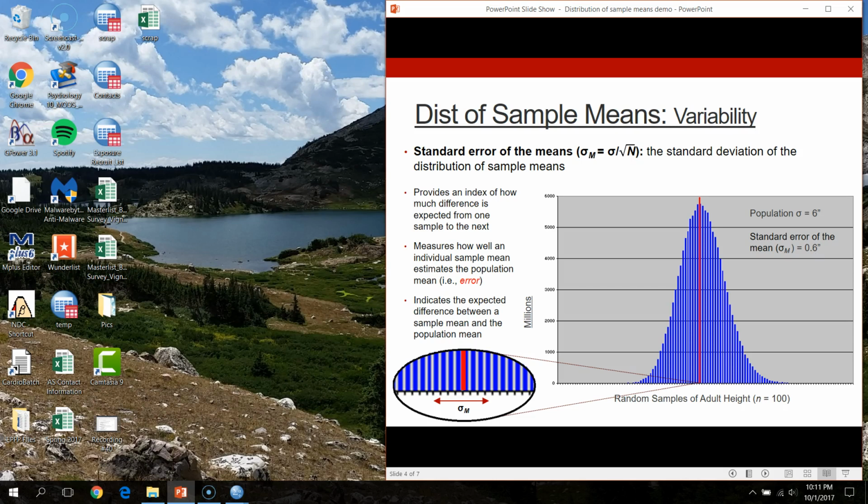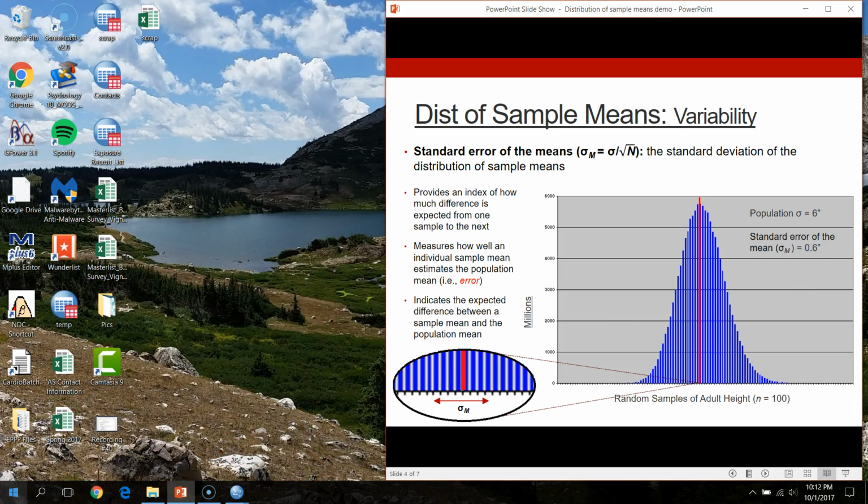So in this example, we would expect on average that any randomly selected sample is going to deviate about a little over half an inch from the true population mean. And so in this case, we're talking about something that's very precise. Okay, so this is well and good in theory, but it can be difficult to visualize.